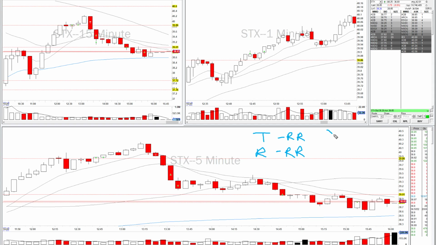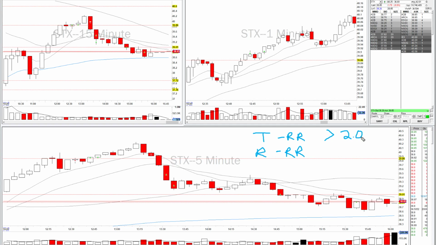Now, the target is what your original stop is and what your original target is. This needs to be greater than 2, right? You should be taking setups that are greater than 2. You want to track this in your journal to make sure that the setups you are taking are realistically greater than 2. You don't want to be taking these 1-to-1s or 0.5 to 1s and that other garbage, right?